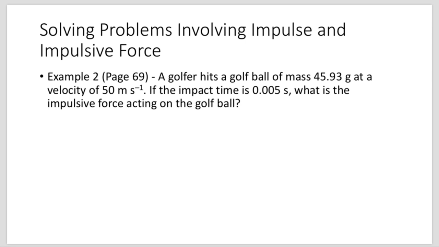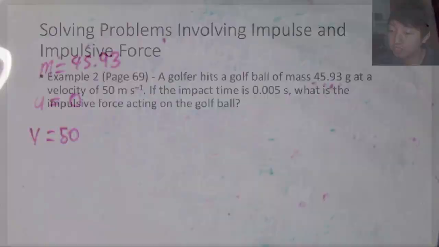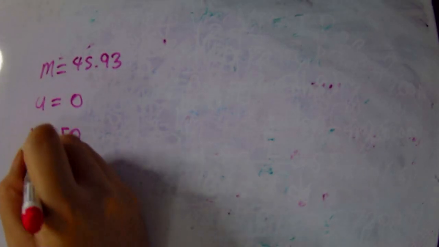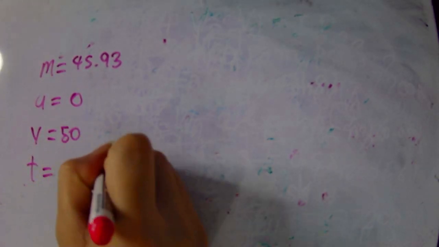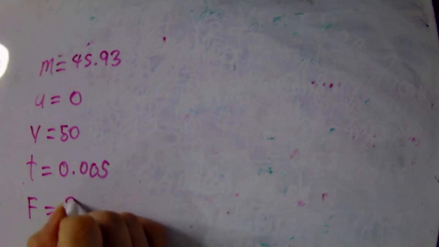Let's go through the steps as usual. The golfer hits a golf ball of mass, so mass is stated clearly as 45.93. And the velocity is 50. Your initial speed is 0 because the golf ball is on the ground, and then your final speed is 50. The impact time of the golf club on the golf ball is 0.005 seconds. And the question is, what is the impulsive force? So you need to find the force, which is not stated.